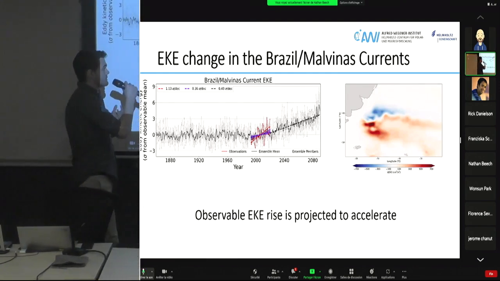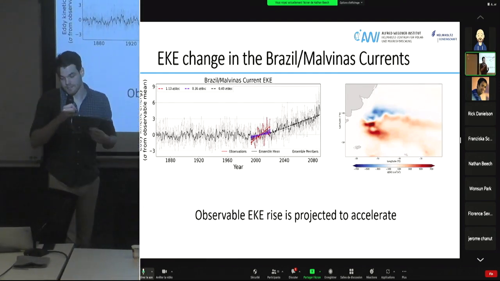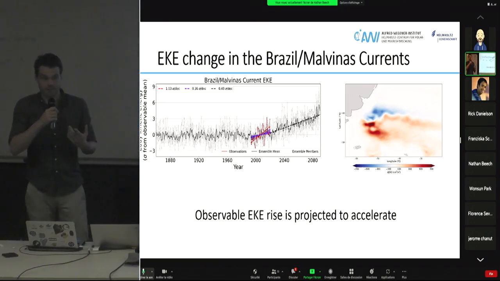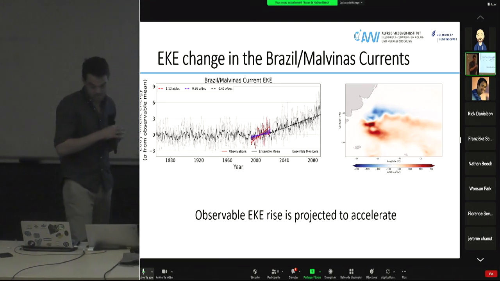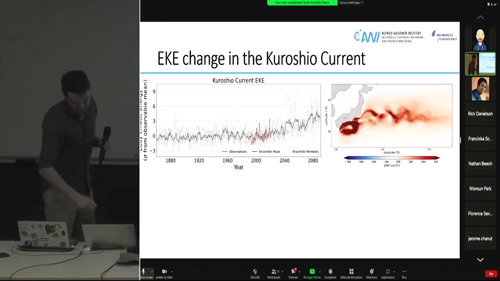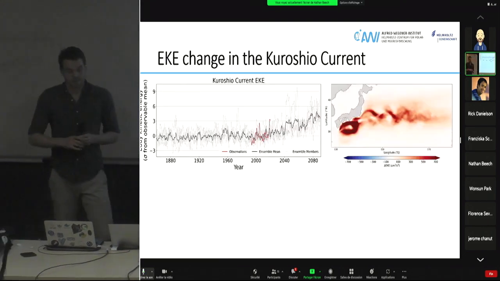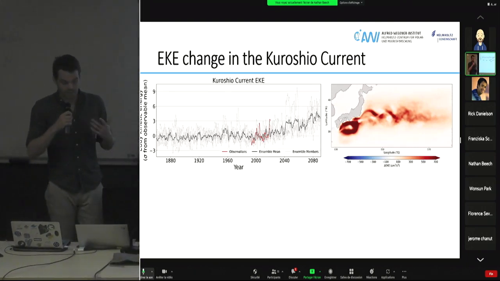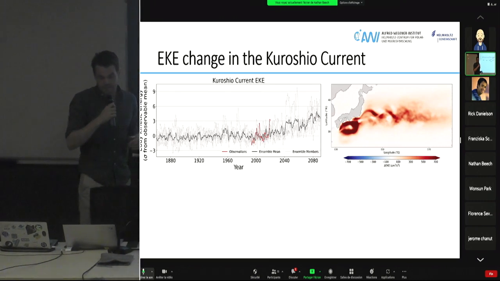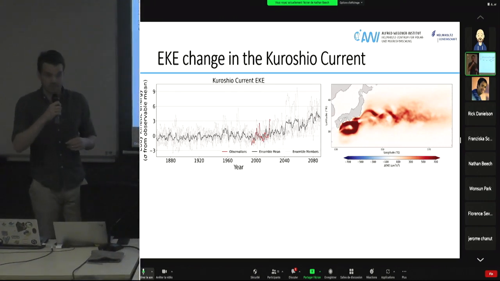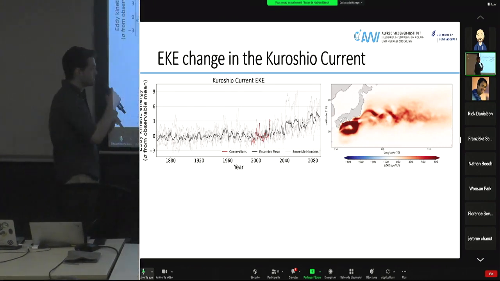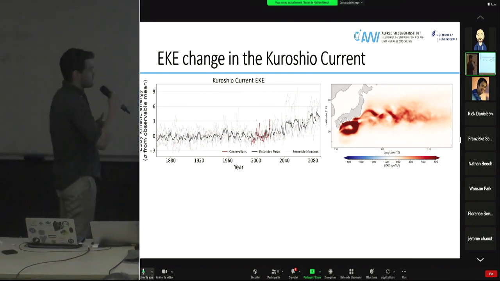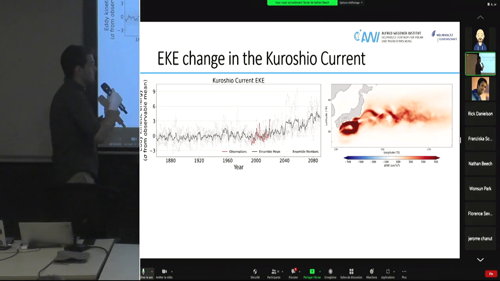Both the modeled and observed data sets show an increase in eddy activity during the altimetry era, but we project that to increase in the context of climate change. So the Kuroshio current is probably the most perplexing of the regions that I'll talk about today. We already saw that it doesn't follow the same poleward shift that the rest of the western boundary currents seem to. And there's a few theories for that, which I won't get into too deeply.